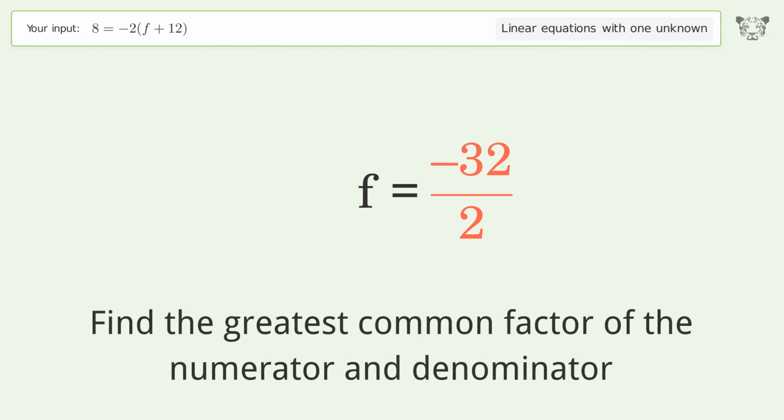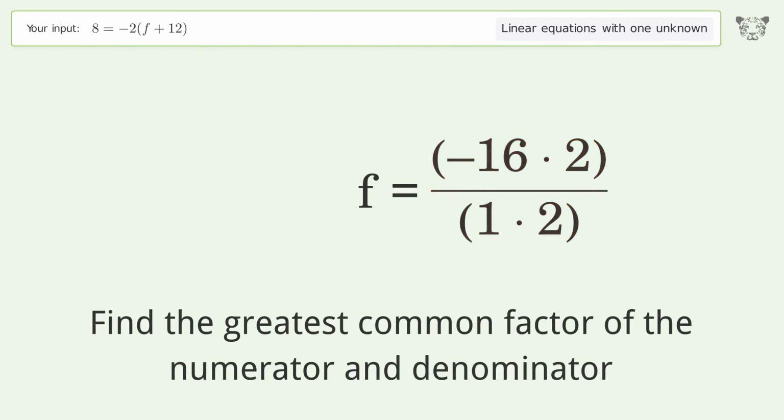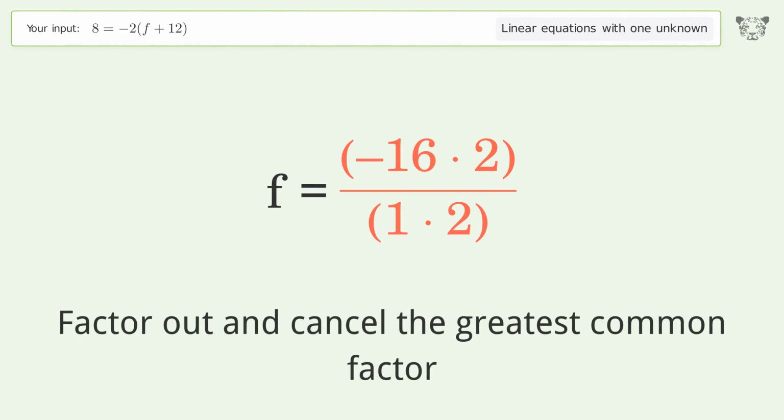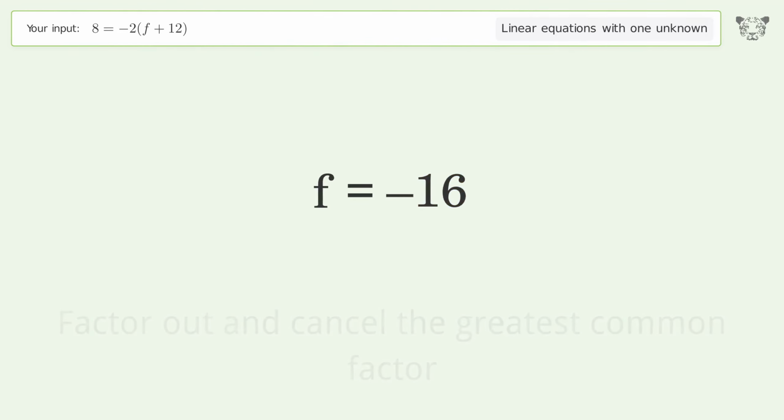Find the greatest common factor of the numerator and denominator. Factor out and cancel the greatest common factor. And so the final result is f equals -16.